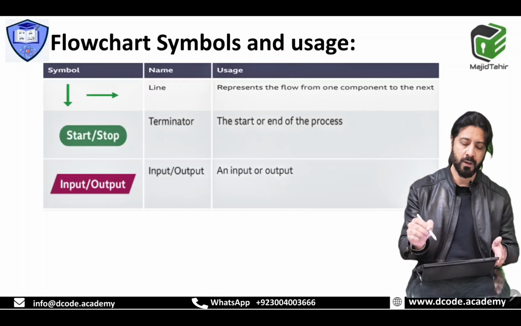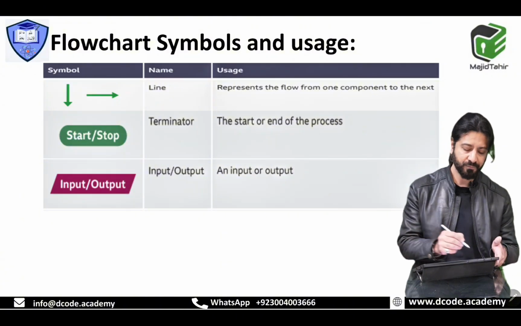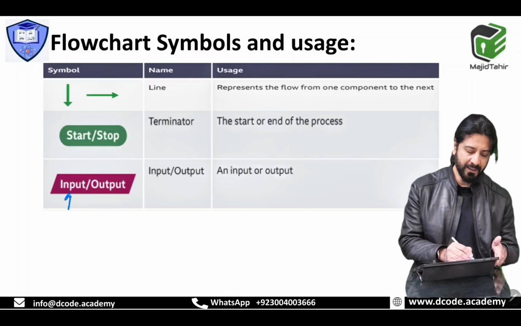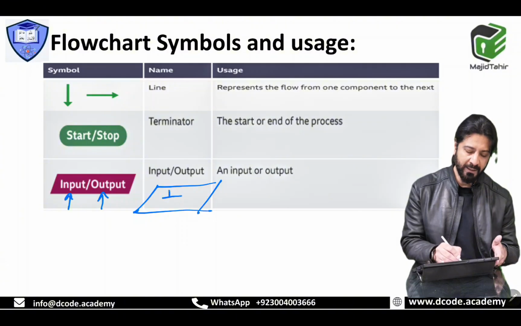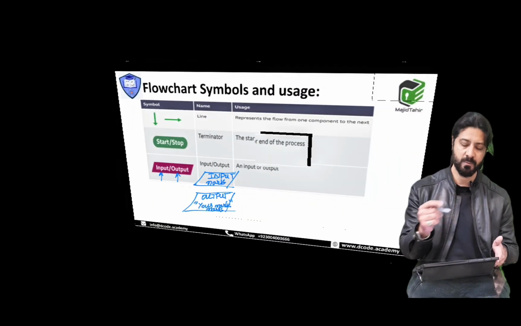Then we have a terminator symbol, which is start or stop. Then we have the input symbol or output symbol, which is the parallelogram. The same symbol is used for input and the same symbol is used for output. When we have to give some input, we write input in it, and let's suppose I'm going to input marks. So input marks. And if I'm outputting something, I will use the same symbol, write output in it, and let's suppose I say output your marks, and whatever the variable marks has, marks will be displayed.